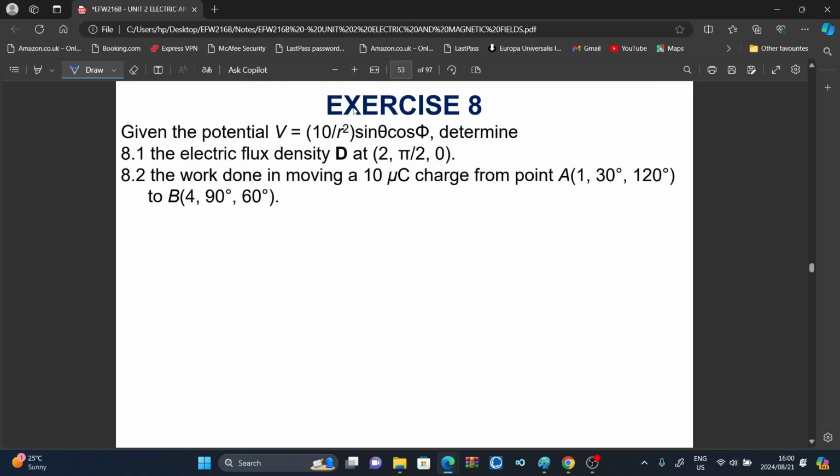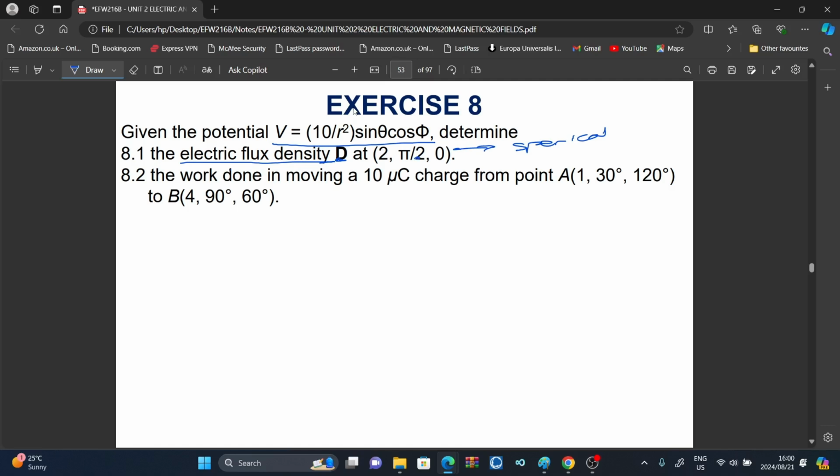Given the potential V, our voltage is already given here, which is this. Determine the electric flux density D at this point. And just remember, as you can see, there is a pi, so this one is in spherical coordinates. So we'll use spherical coordinates.